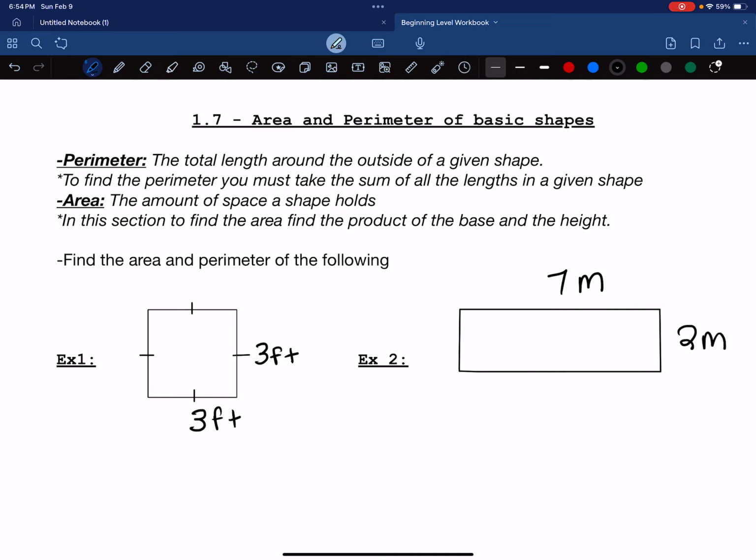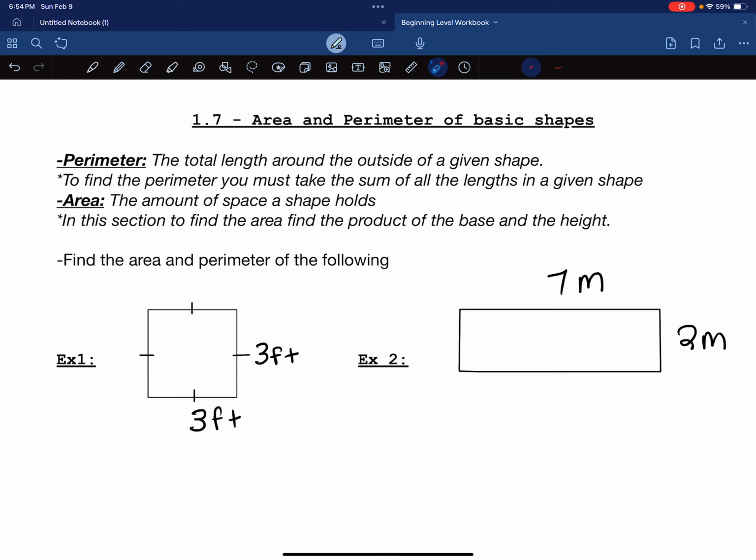So let's go through what perimeter and area exactly means first, prior to us diving into some examples. Perimeter essentially just means the total length around the outside of any given shape. So let's take a look at example 1. For example, if we wanted to find the perimeter, we are going to find the total length of all these 4 lengths on the outside of the square.